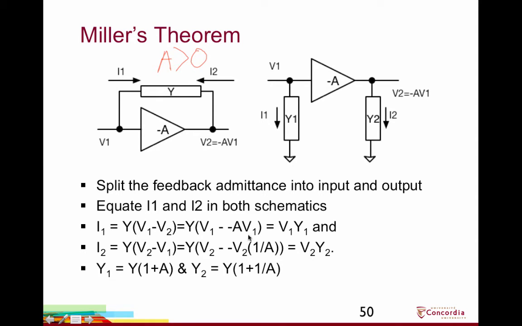So the significant thing here is that if we have a large gain, if A is a big number, then the equivalent admittance is much bigger. And this admittance could be a real admittance like a resistor, or it could be an imaginary admittance like a capacitor, or it could be some combination of real and imaginary.